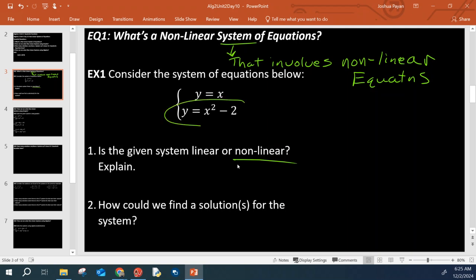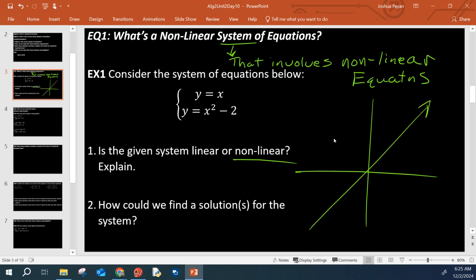It's nonlinear because this one here forms a parabola. So if I drew a picture of it, y equals x would look like this, and y equals x squared minus 2, let's say negative 2 is here, would look like this. Then you see we would have 2 points of intersection, which sets us apart big time from linear systems.